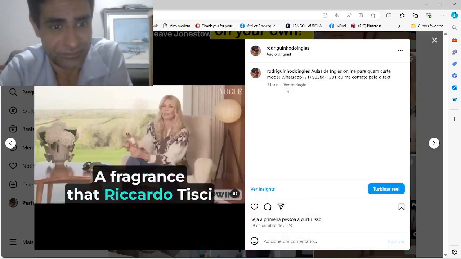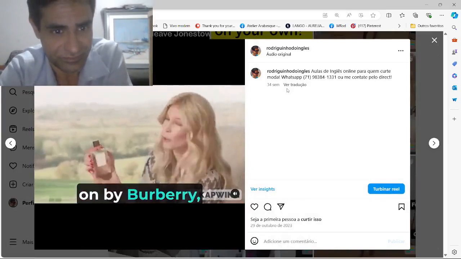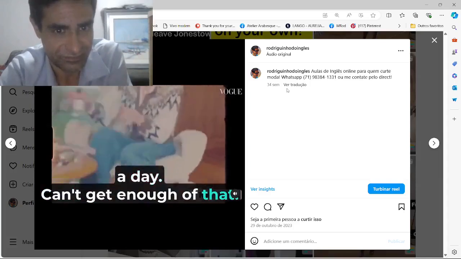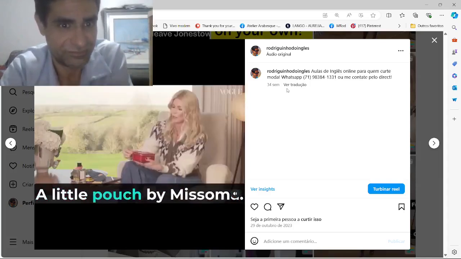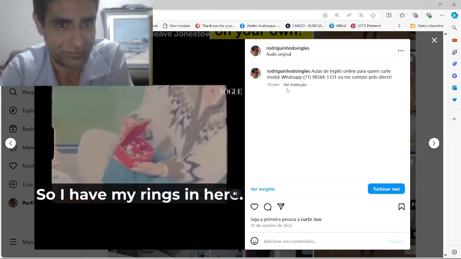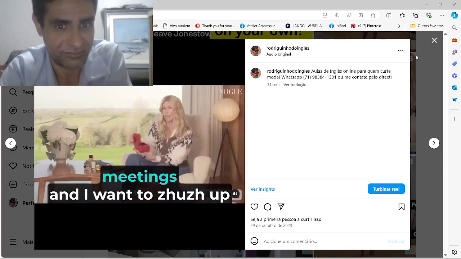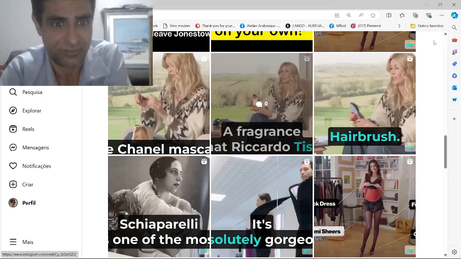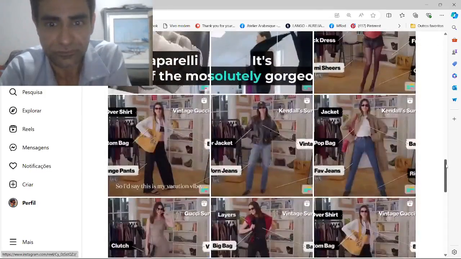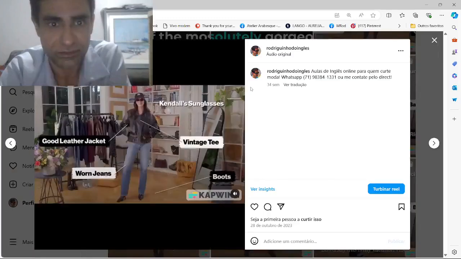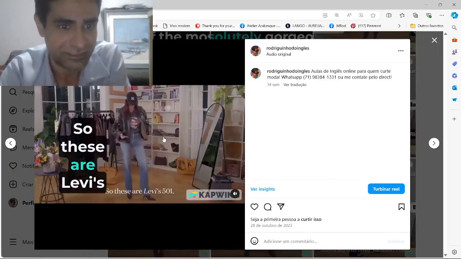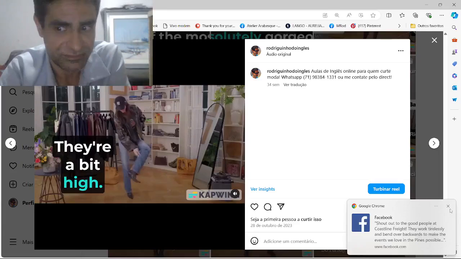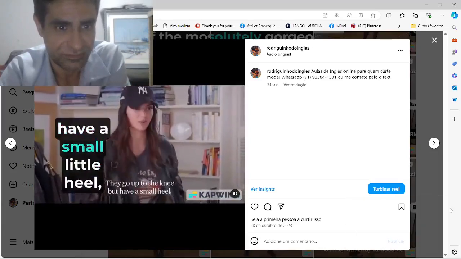A fragrance that Riccardo Tisci very sweetly put my initials on by Burberry, which I always use several times a day. Can't get enough of that. A little pouch by Musoma. So I have my rings in here. So if I go to dinner after my meetings and I want to zhuzh things up a little bit, I just choose something from here. Or they're the Kate jean. So these are Levi's 501s, and then these are Row boots. They're a bit high. They go up to the knee, but have a small little heel, which is my favorite because it's just comfortable.